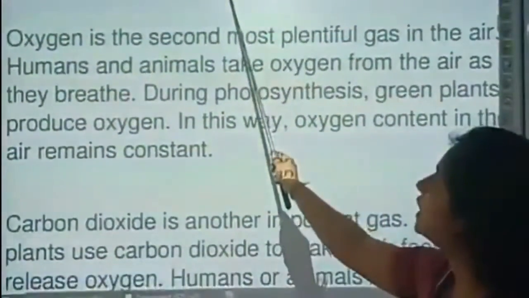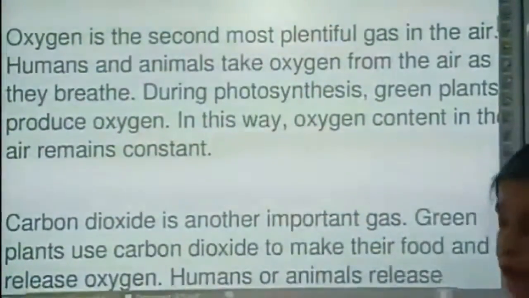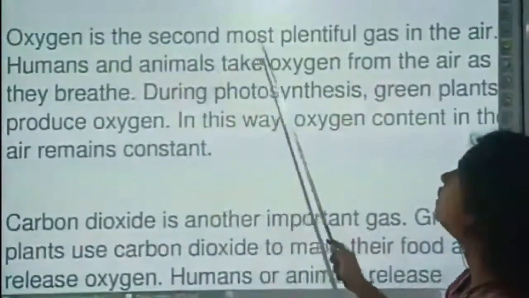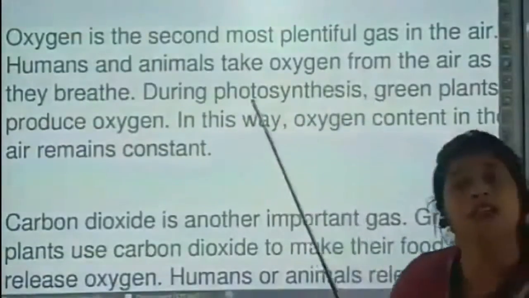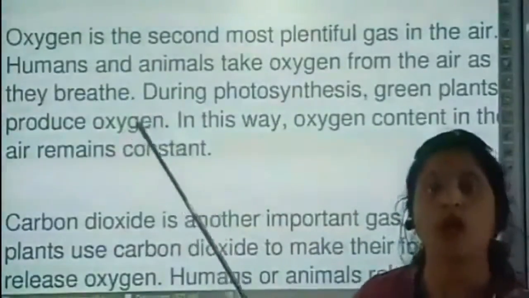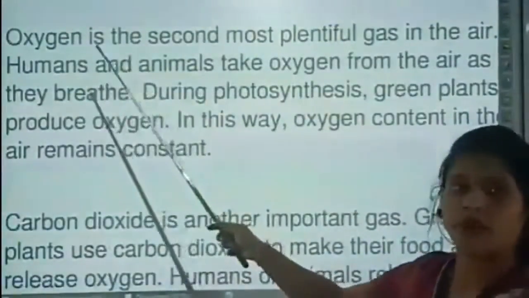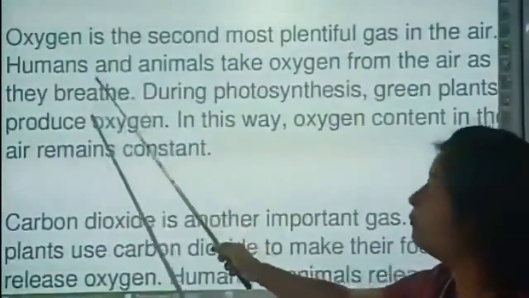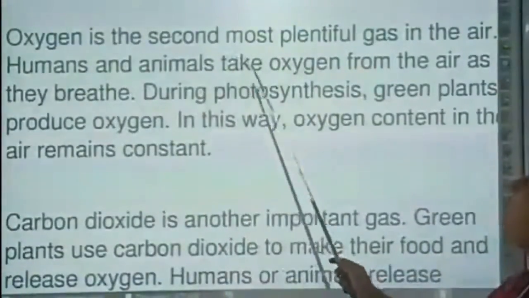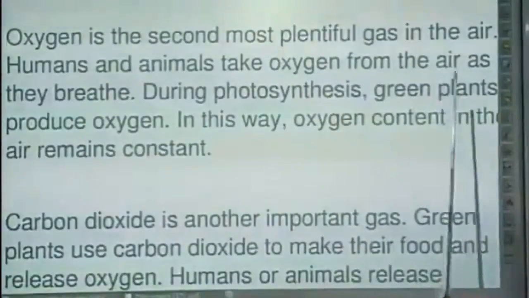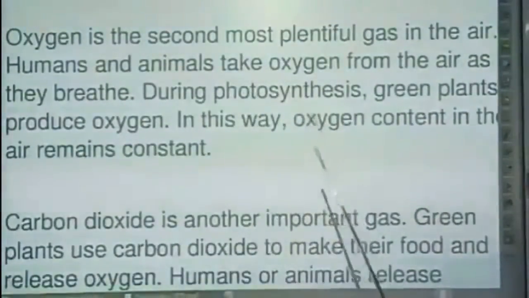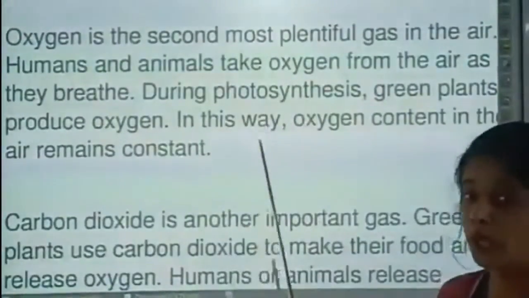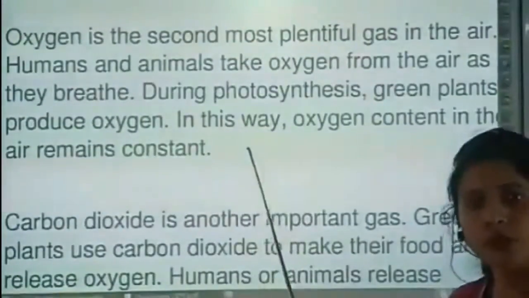Now we are coming to our next gas, that is oxygen. Oxygen is the second most plentiful gas in the air. If we are talking about oxygen, 21% of the atmosphere is oxygen. Humans and animals take oxygen from the air. And who takes the oxygen? Human beings and animals take the oxygen, because plants take the CO2, you all know.